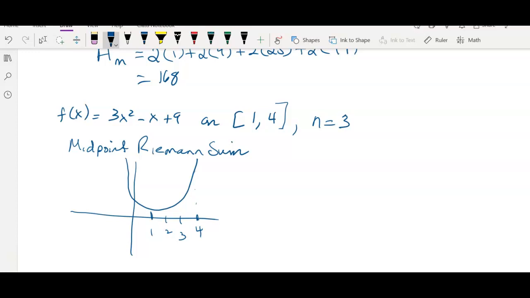So, clearly delta x is what? How did I tell you to calculate delta x? You do B minus A. So this is A, that's B. So delta x is 4 minus 1 divided by 3. It's just 1. So I made this nice and easy for you.